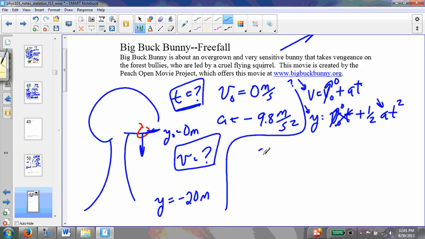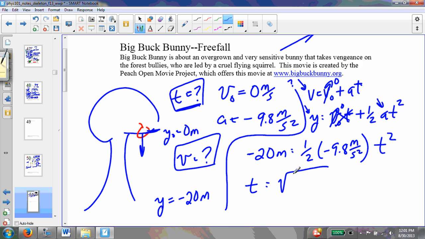So I'm going to put in negative 20 meters equals 1/2 of negative 9.8 times t squared. So then t becomes the square root of 20 divided by 4.9. Let's see, if you didn't get that, I'll go back and do the steps part. We're just going to divide both sides by 1/2 of negative 9.8.